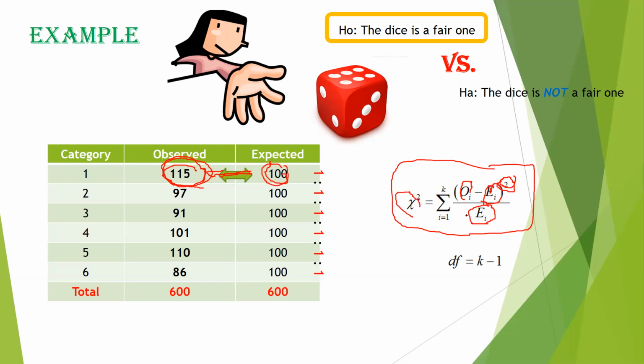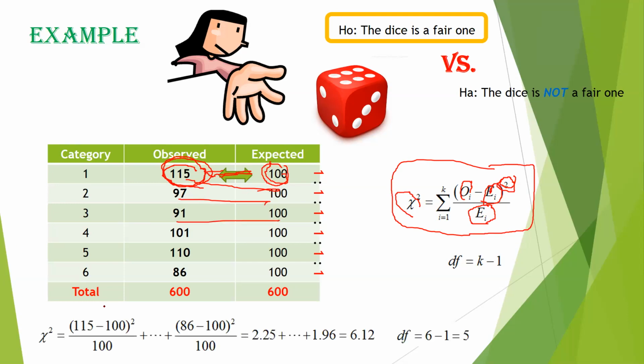We do this calculation for each cell. We have 6 cells here, and for each cell we calculate this chi-square statistic. We calculate the difference first, square it, and divide it by the expected value to normalize, to standardize it. We repeat this for the 6 categories and add up these numbers together to yield the chi-square statistic.